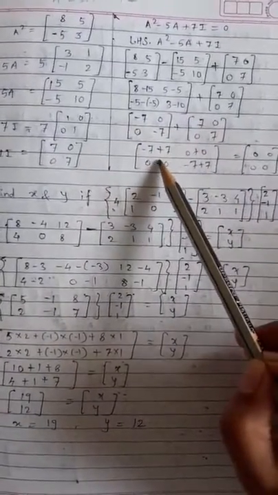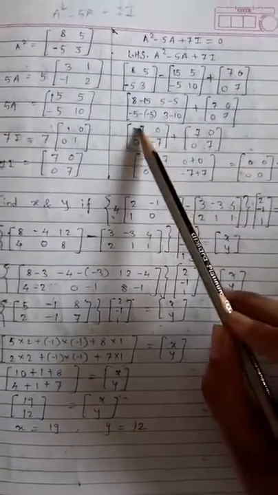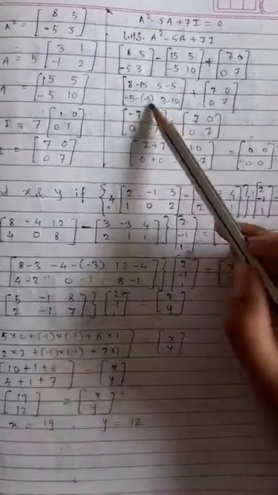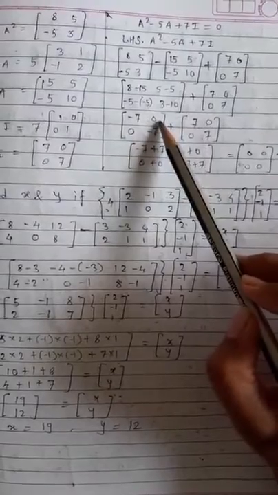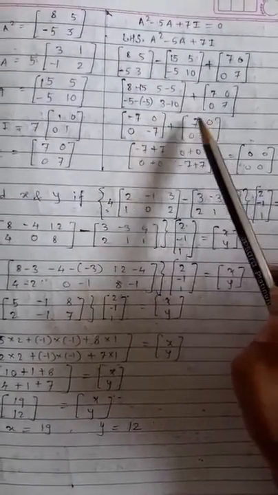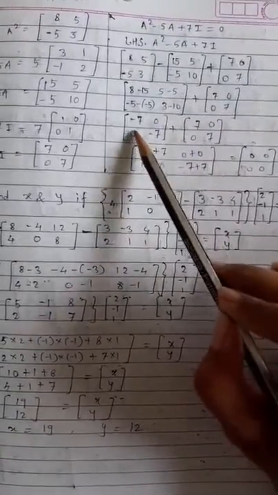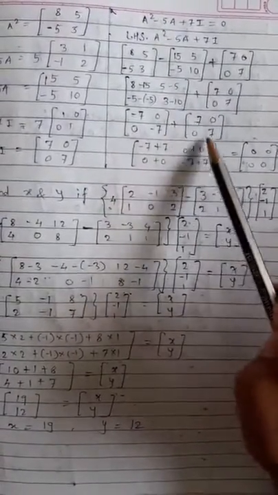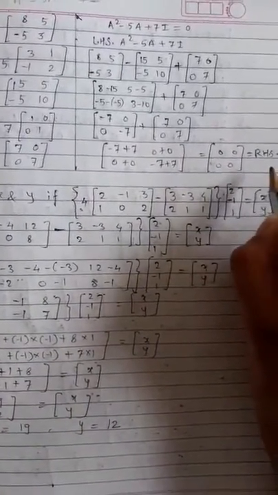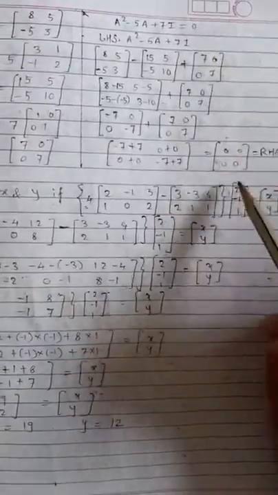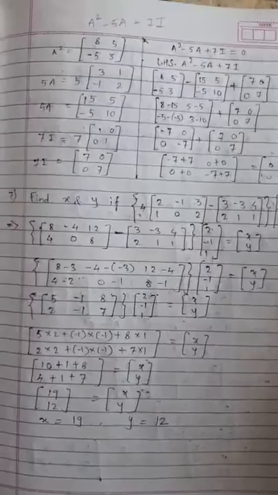Minus 7 plus 7 is 0, 0, 0 plus 0. We are adding corresponding elements now. Keep in mind, while doing addition and subtraction, we just add and subtract respective elements. So 0 plus 0 is 0, minus 7 plus 7 is 0. So [0 0; 0 0]. So this means RHS, that is the 0 matrix. Okay. Next question.